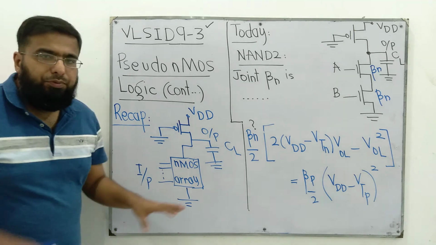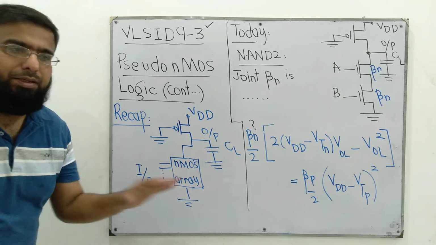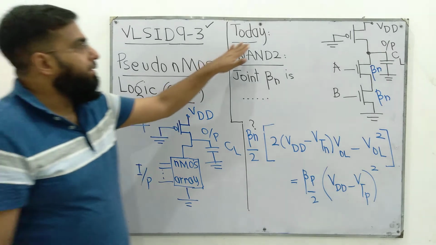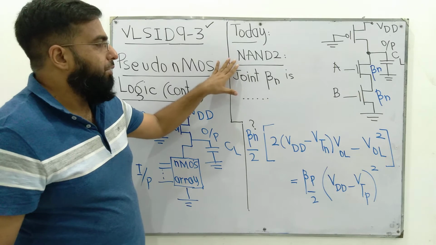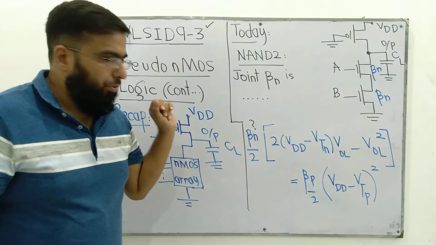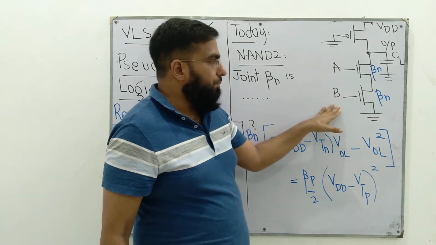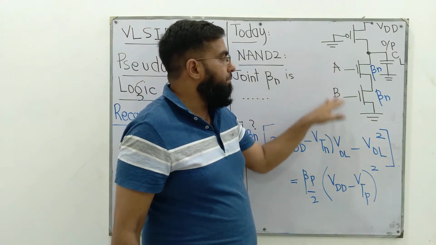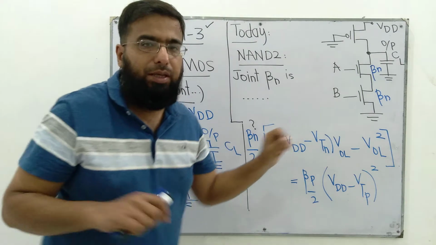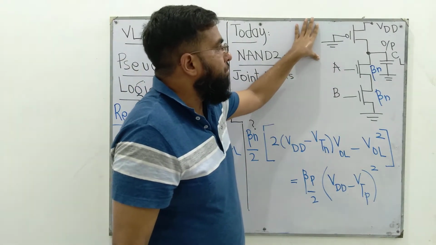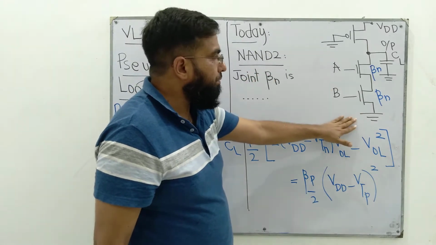In our last lecture we studied the mathematical equation of VOL for a NOT. In this lecture we will study mathematical equations for NAND 2 and NOR 2, and I'll give you homework at the end. A NAND 2 can be represented such that the nMOS array is the same as we have in a regular CMOS circuit, but there is only one PMOS and it's always on.